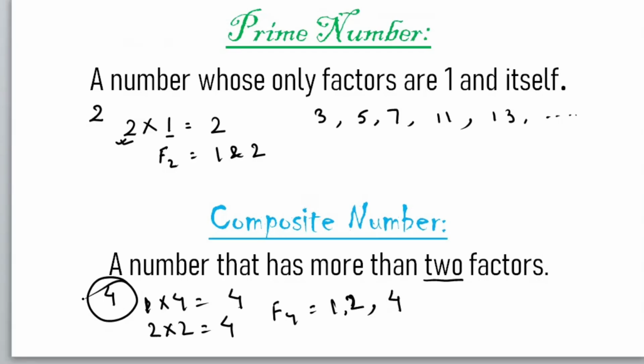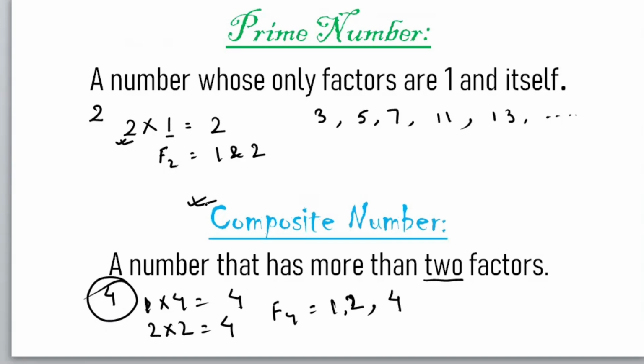Understand? The numbers which have more than two factors are called composite numbers. Or you can say all the numbers which are not prime numbers are composite numbers. A prime number has only two factors, 1 and the number itself, and the numbers which are not prime numbers are called composite numbers. Understand what prime numbers and composite numbers are?